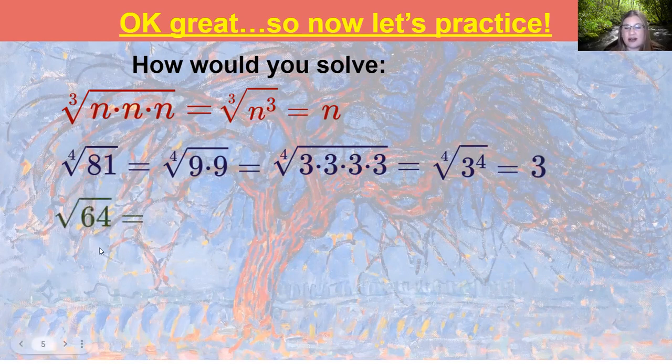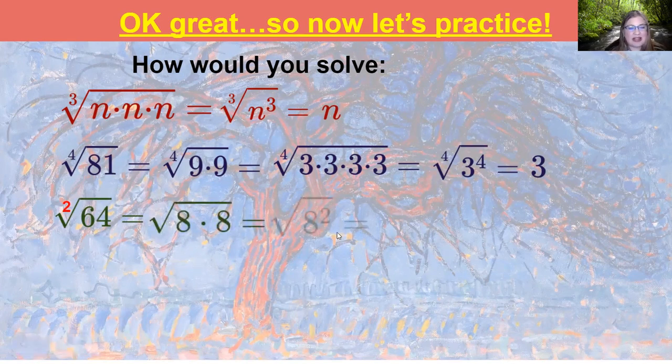Root 64. Now again, you might think, well, hold on a second. What's the number on it? But remember, anytime there's no number, it's automatically a 2. It's a square root. So how can we break down 64 into 2 things that multiply to be each other? How about 8 times 8? 8 times 8 is 64.